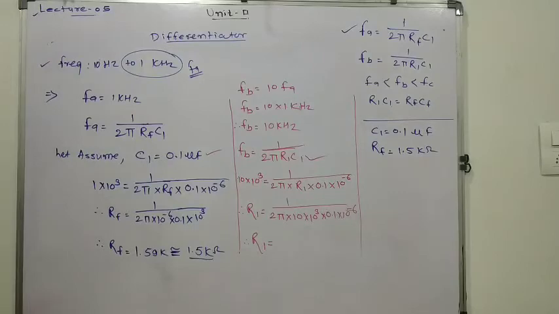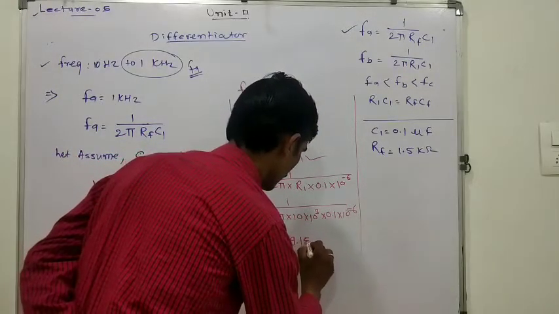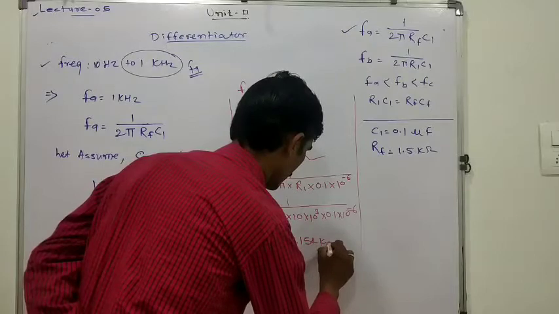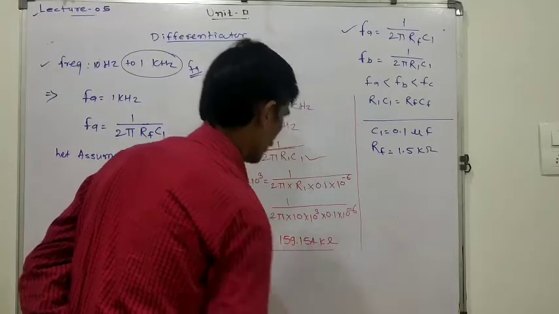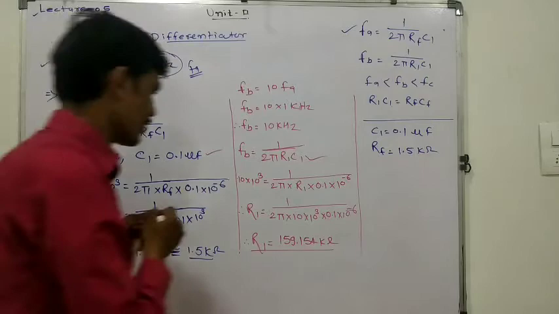So calculate this value. The value of R1 is equal to 159.14 ohm. So this is the value of R1. Select an R1 nearest to this value. So the nearest to this value is 160 ohm.